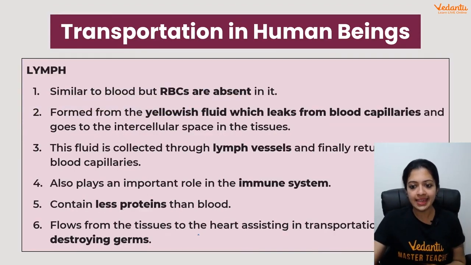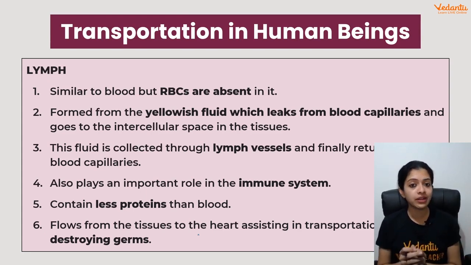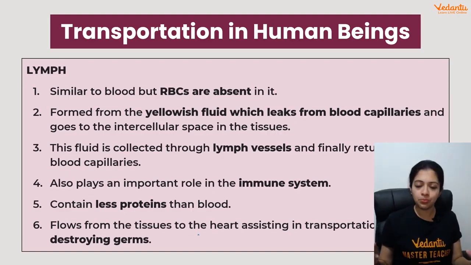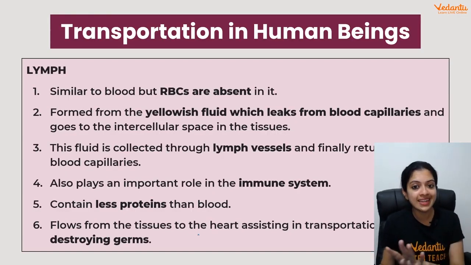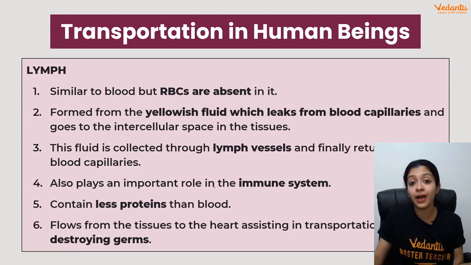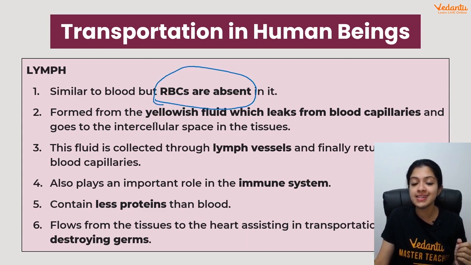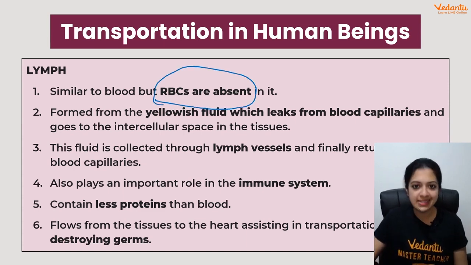Now coming to lymph. Of course, lymph is also one major circulatory fluid in our body. It is similar to blood, but one major difference is that it's not red in color. And why so? Because it lacks RBCs. It doesn't have erythrocytes or RBCs.